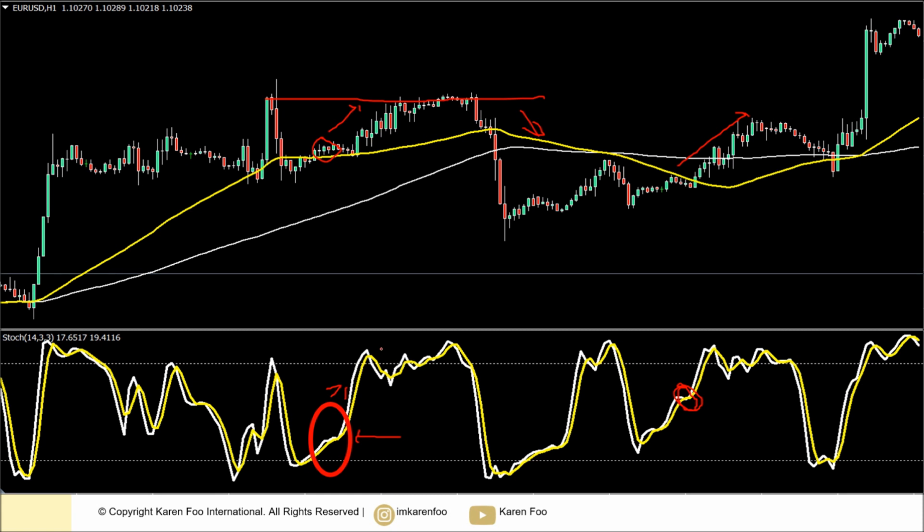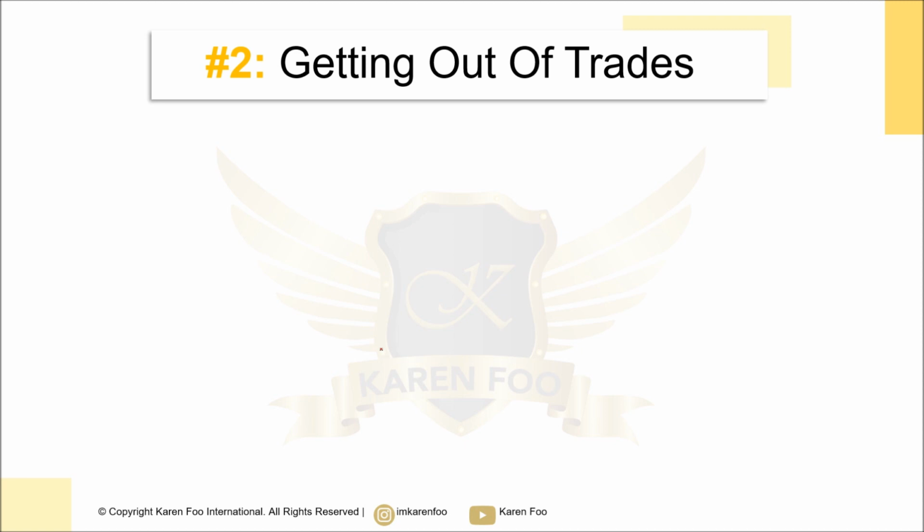Now, the second function of stochastics is that it helps you get out of trades. Like I already showed you one example just now. When the price goes to the other extreme level, you can take profit or scale out.